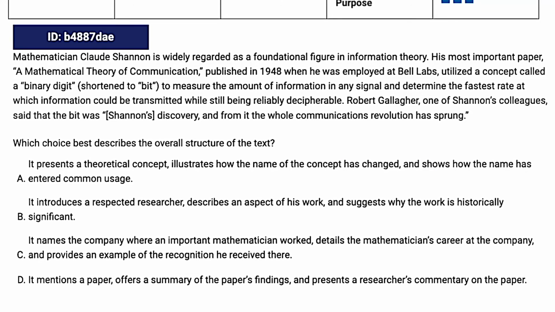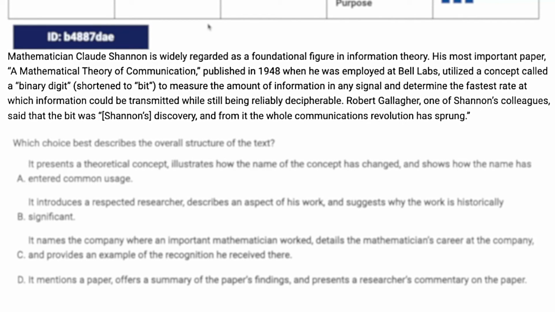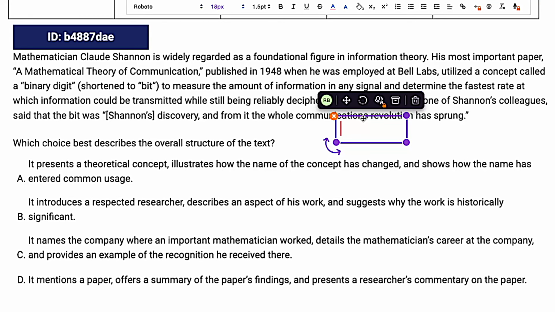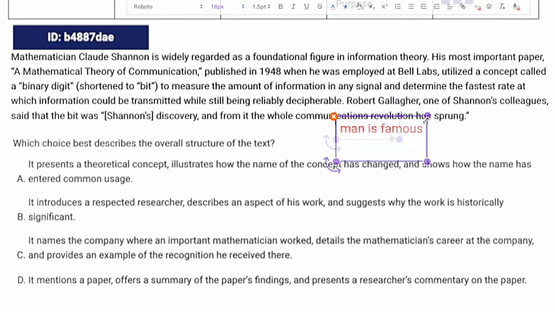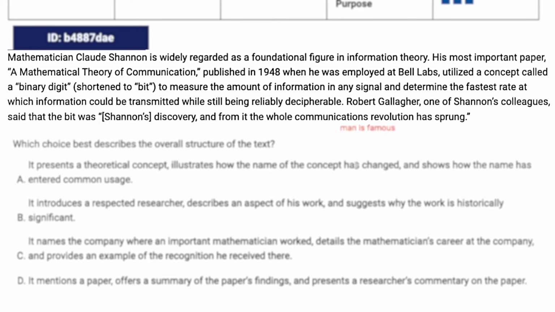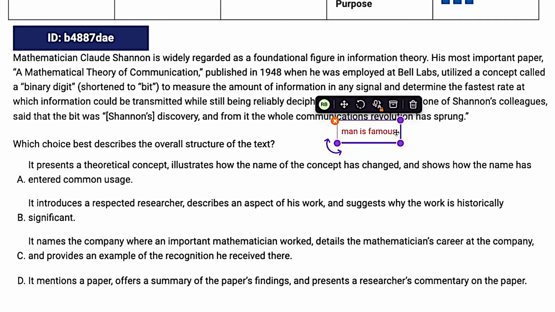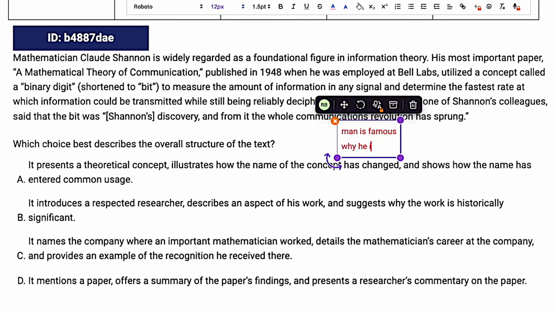All right, and here's a hard one. Try it on your own first, but let's go. Mathematician Claude Shannon is widely regarded as a foundational figure in information theory. All right, for that first sentence, I would say my first section is something like man is famous. Then we get his most important paper, when he was employed at Bell Labs, utilized a concept called information in a signal to determine the fastest rate. So this next bit here is basically saying why he's famous.